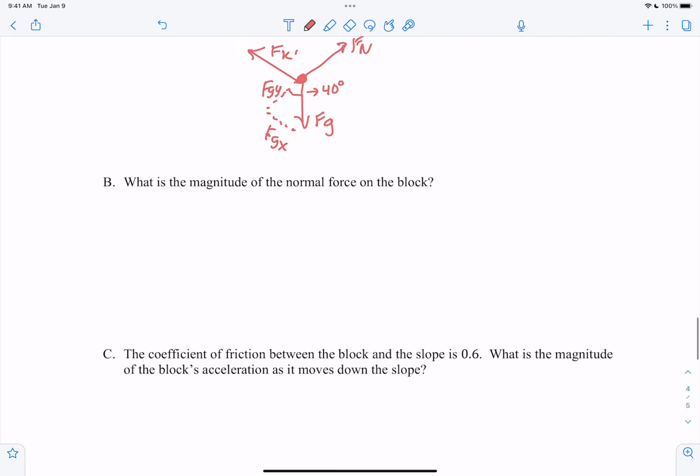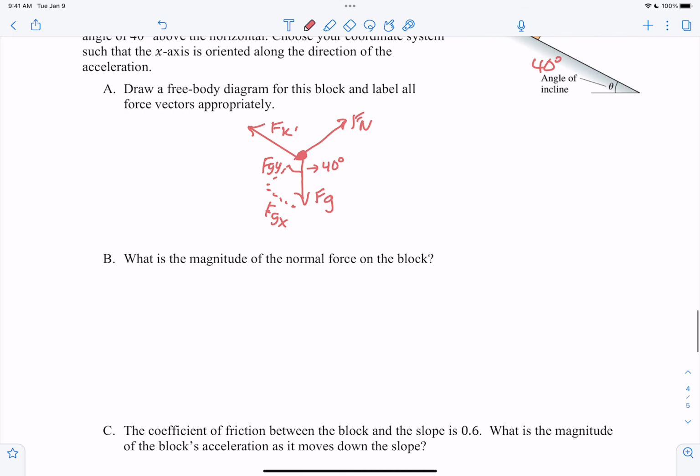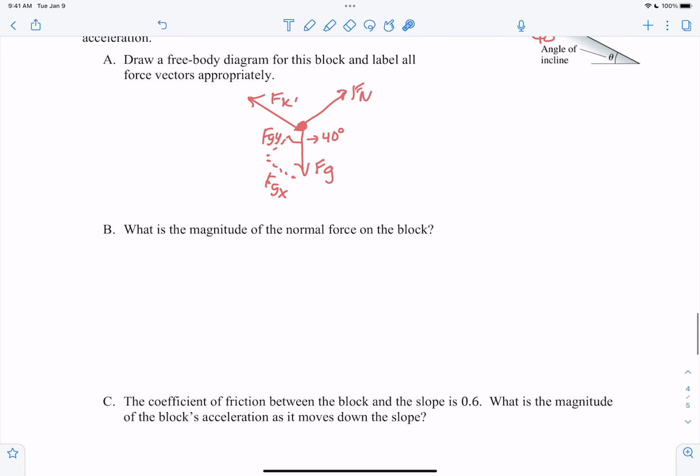Now we have to figure out the magnitude of the normal force on the block. This is along the tilted y-axis, right? The other force acting along the y-axis would be Fgy, right? So if we want to figure this out, we would also have to figure out Fgy because we don't know that. How can we figure out Fgy?